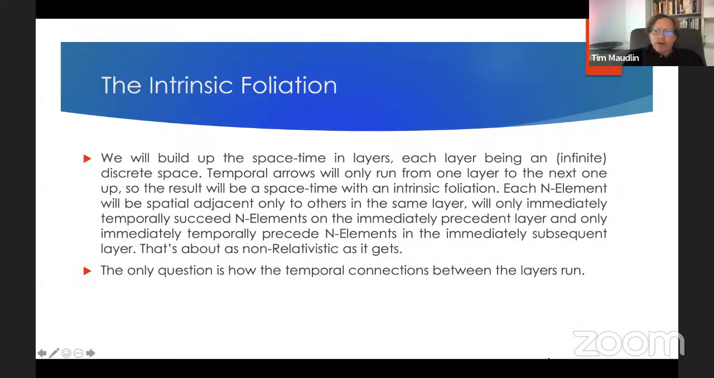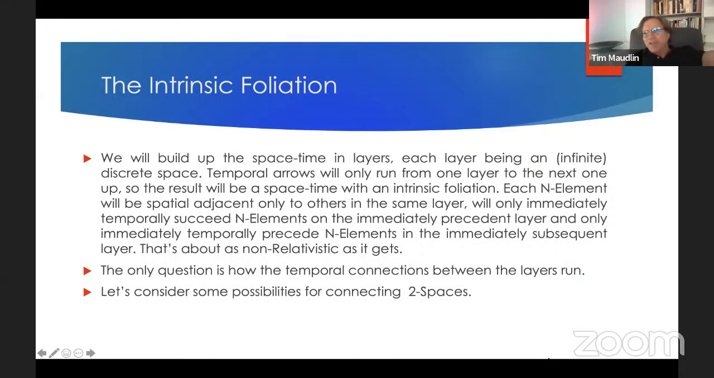And the only question really left to us, if we've settled on the spatial structure of each of these layers, is how do we run these connections, these temporal connections between one layer and the next one? And here, again, there are different choices you could make. I'm going to talk about 3 of them. And I'm going to do this for the 2 spaces because they're easier to draw, but everything goes through the same way for the 3 spaces.